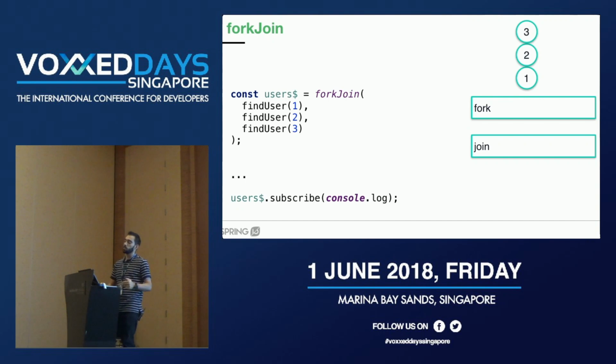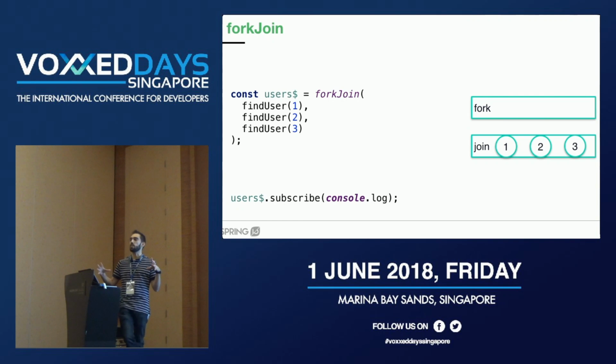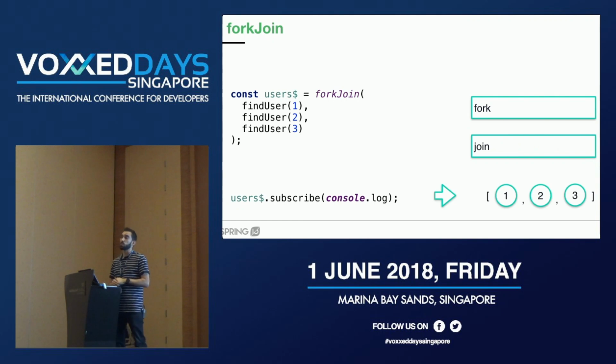So we see here an example of using the ForkJoin to fork the different requests, like finding user 1, finding user 2, and finding user 3. So what we'll do is to take in all these 3 observables, and then we'll wait until all of them have completed. So we're going to wait and join all of them. Maybe the first one completes first, maybe then the third one completes, and then the second one completes. So we're going to wait until all of them have completed, and then the end result will be an array of the resulting values from these observables. So we're going to have everything at one time.